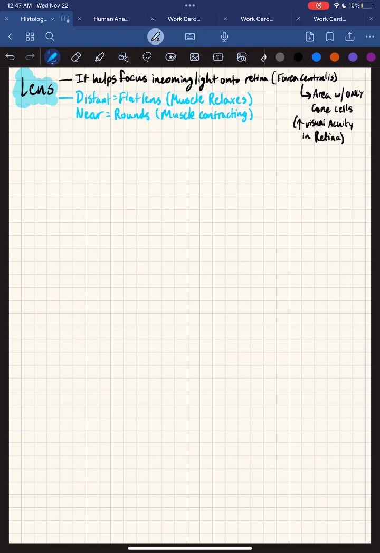And the lens, just structurally speaking, consists of the lens fiber, obviously, and the lens cells. The cytoplasm specifically contains crystalline. It's a crystalline protein.